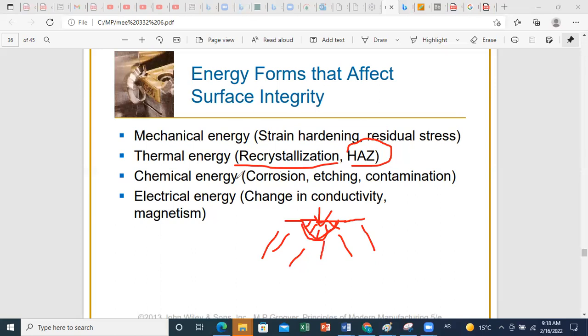Other types is the chemical energy. You know that due to chemical reactions, you can have corrosion, contamination, and etching processes. Another type of energy that can affect surface integrity is the electrical energy, where you can observe in the sublayer a certain change in conductivity or magnetism property due to application of electrical energy. So we have several forms of energy that can affect the surface integrity.